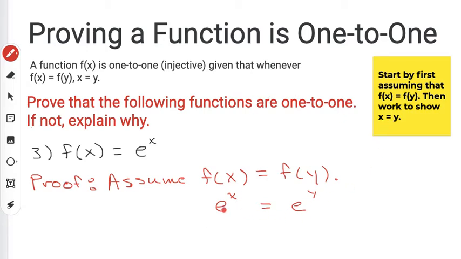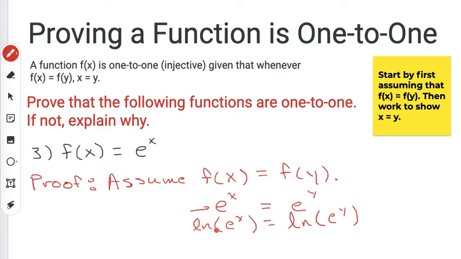Well, to do that, I need to be able to get rid of this base. So what I'm going to do to both sides is take the logarithm of both sides, the logarithm with a base of e. So I need to take the natural logarithm of both sides. So I get natural log of e to the x is equal to natural log of e to the y.